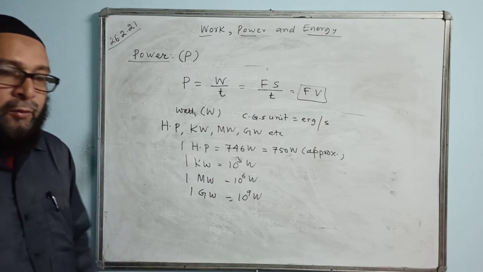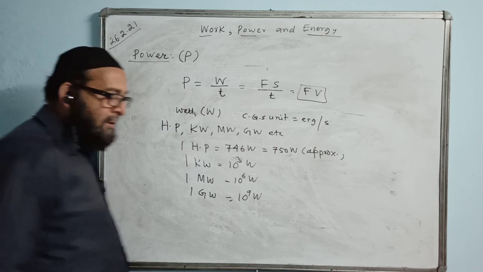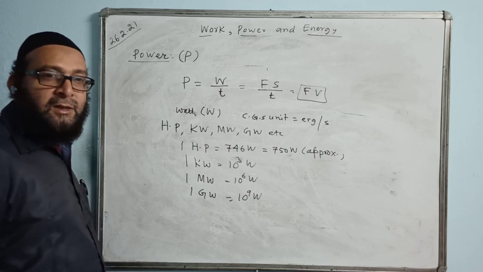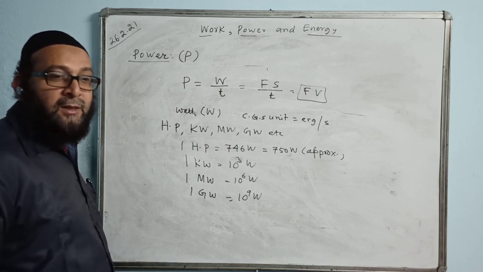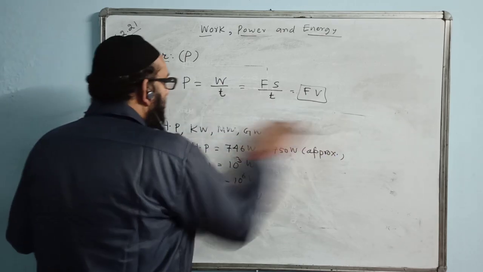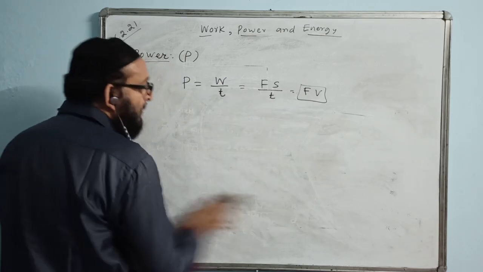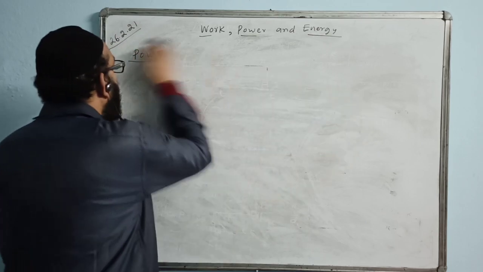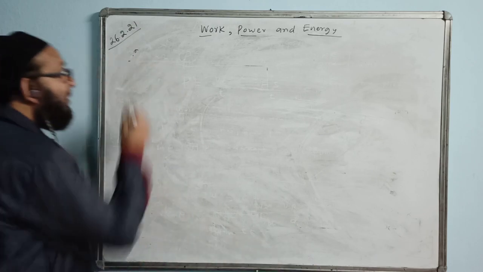The man will be more powerful because the man will do the work in a shorter time. Man and machine: normally we say the machine is more powerful. The reason is that the machine does the same work in a shorter time than a man. So power depends upon the time, inversely proportional. Okay. Next point comes energy.